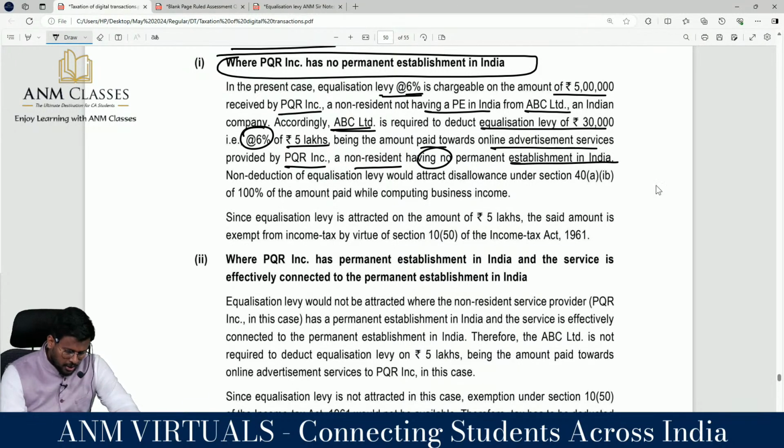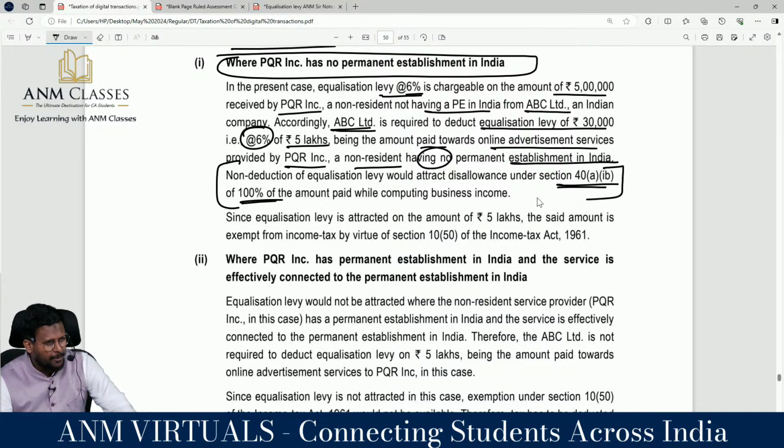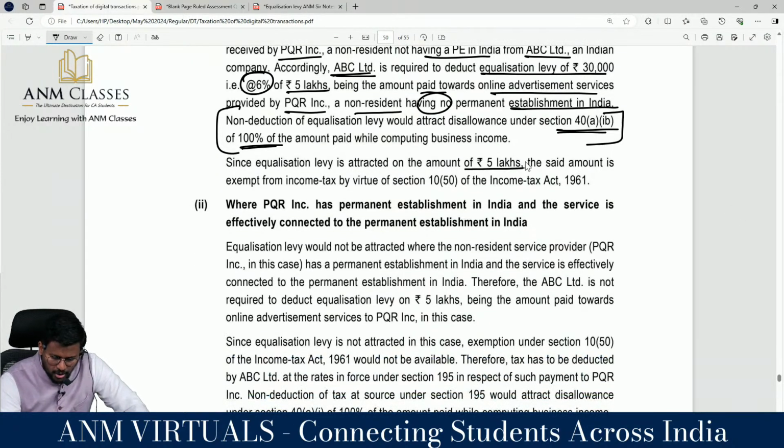Super. Non-deduction of equalization levy would attract disallowance under which section? Section 40(b), of 100% of the amount paid while computing the business income. You are liable to deduct equalization levy, otherwise 100% of the amount debited to the P&L account should be added back. Since equalization levy is attracted on the amount of 8 lakh, the said amount is exempt from income tax by virtue of section 10(50) of the Income Tax Act.